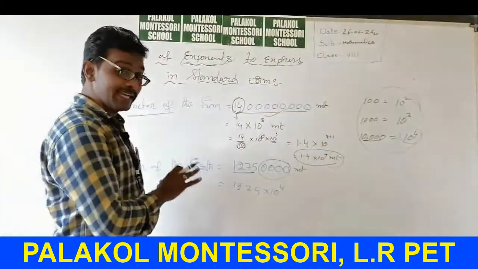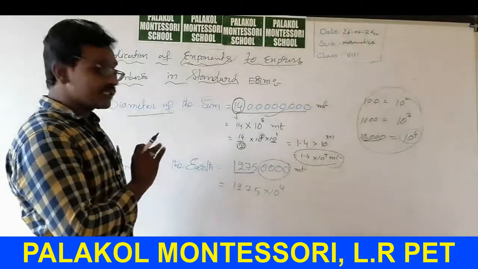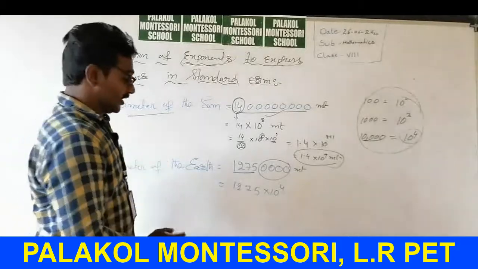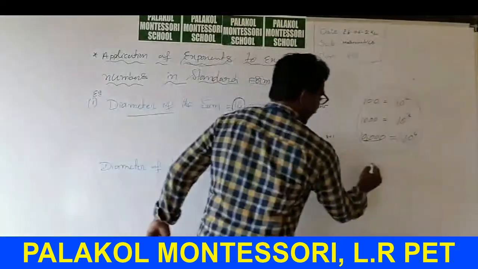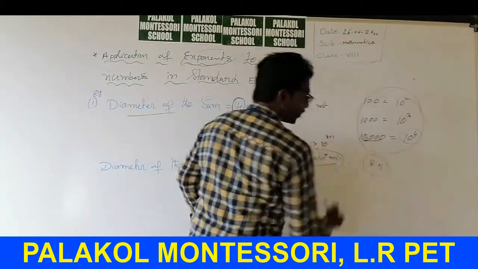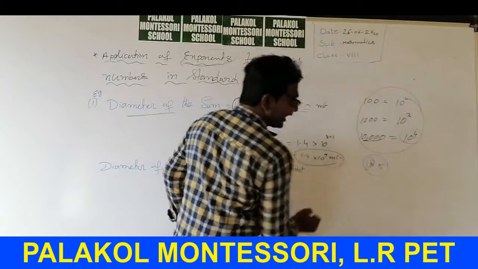Guys, it's not a standard form. It is the exponent form, but it's not a standard form. How do you identify the standard form? It has an integral part. You know the one, I write that number on this side, 2.5. This 2.5, the 2, is called the integral part.